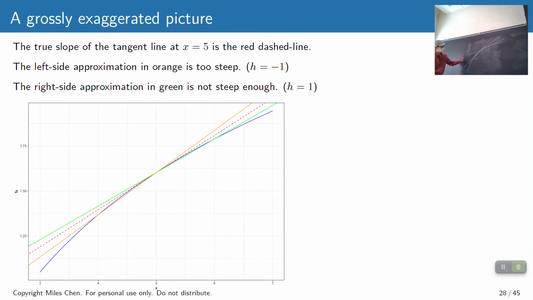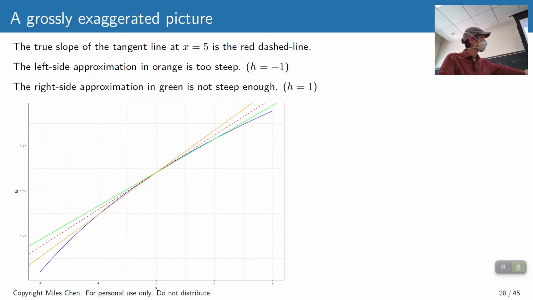And that's if I have the curvature, what is this, concave down, okay? If you had concave up curvature, you would have the opposite problem. The right-hand side derivative would be too large, and the left-hand side derivative would be not steep enough, not big enough. So that could happen, okay?